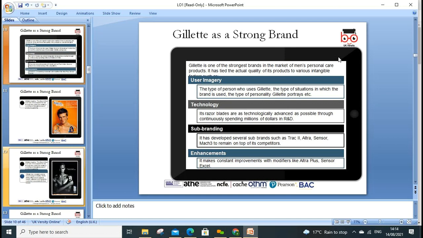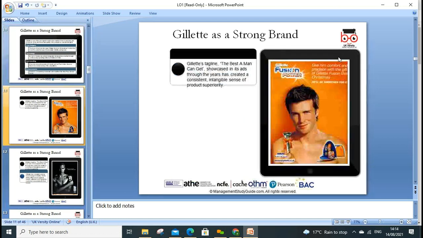Of course, especially in men's, yes, the huge market captured there, and even the female side as well, they captured a lot of market as well. So Gillette is one of the strongest brands in the market. The personal care brand is owned by Unilever. It has actual tied quality in the product and various intangible user imagery, technology, and sub-branding enhancing it.